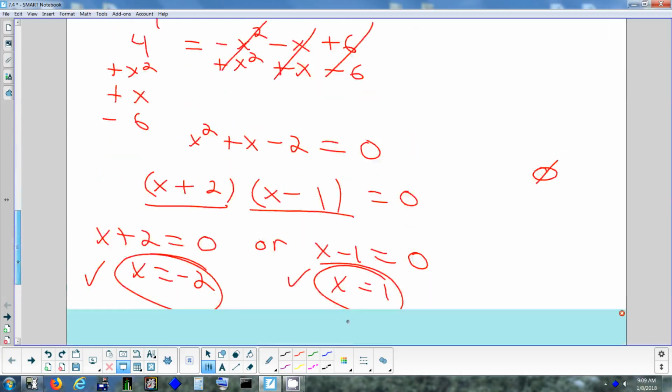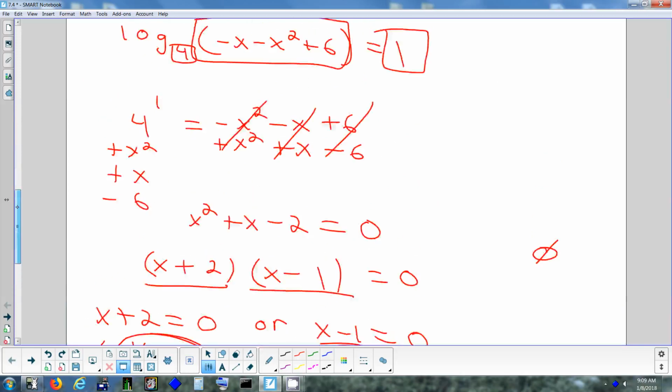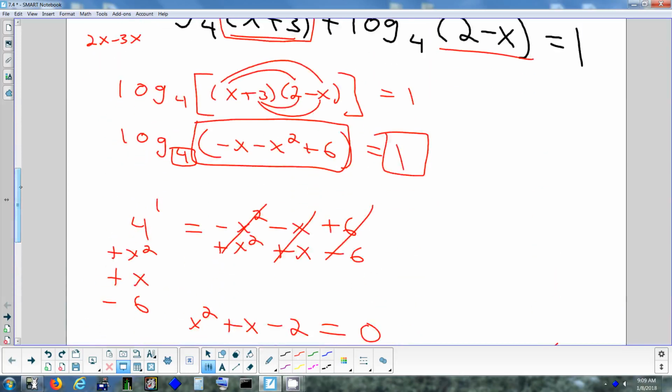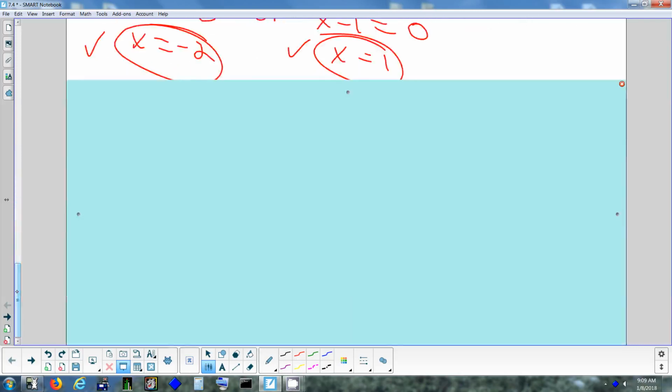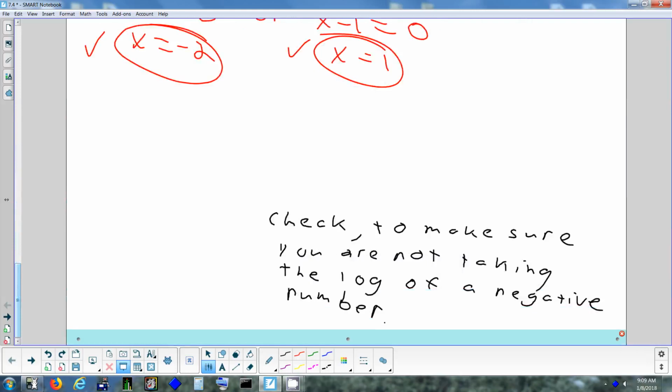Okay. Any questions on that one? Okay, not too bad, but it's definitely a little harder than the first one because you have to know how to solve a quadratic equation, either factoring or quadratic formula. And that's what we just did. Check to make sure you're not taking the log of a negative.